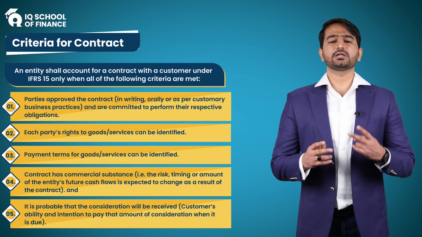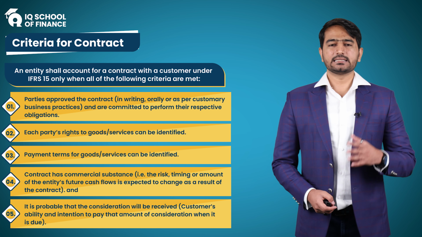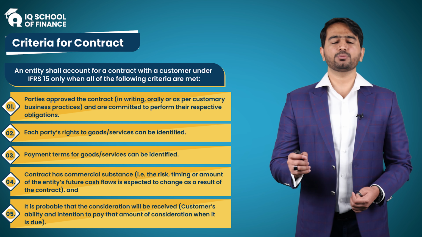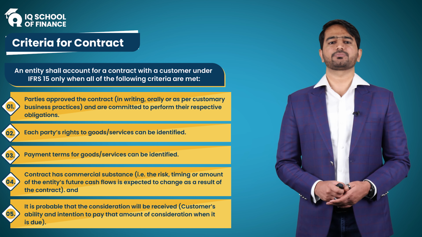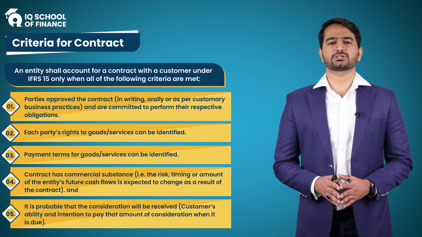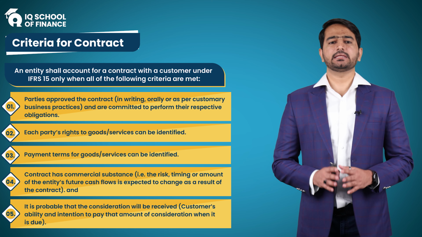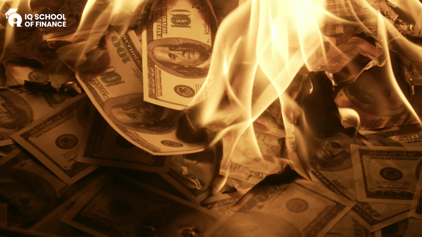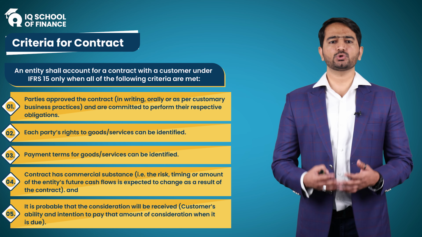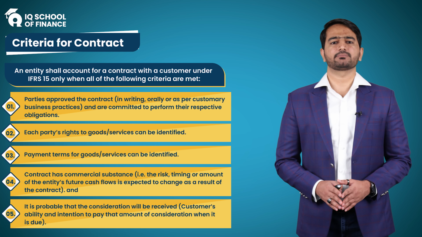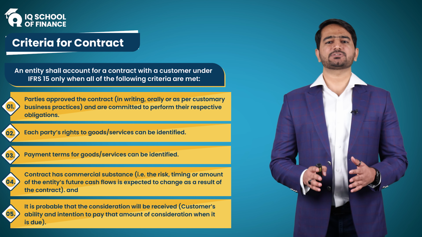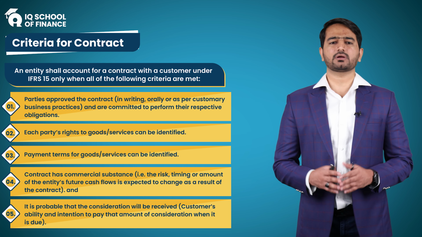Here, we will evaluate two things. Number one, the customer's ability to pay, and number two, the customer's intention to pay the amount when the consideration is due. At times, we may have a customer who has a very good reputation. He never betrays, but he is going to go bankrupt soon or has already gone bankrupt, which means that the intention of the customer is to pay, but the ability is not there. Based on both the ability and the intention of the customer, we will assess whether we will recover the consideration of our contract or not.